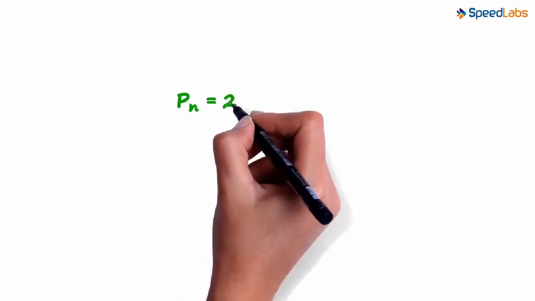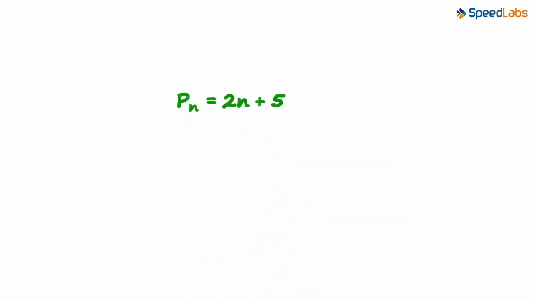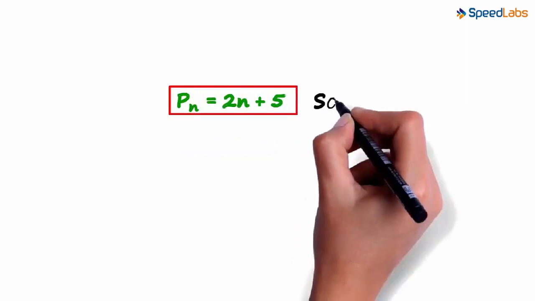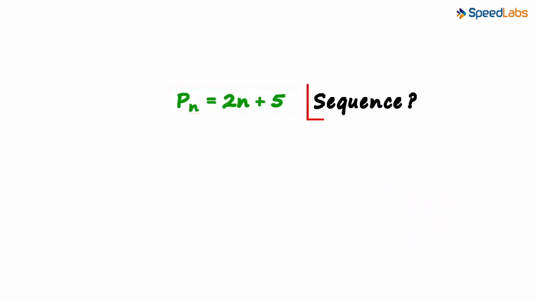P n is equal to 2n plus 5. Based on what we saw in the previous session, what does this tell us? This is the definition of a sequence called P. With this definition given, we are asked for the sequence. To find the sequence or the pattern, we just need to find the first few terms.